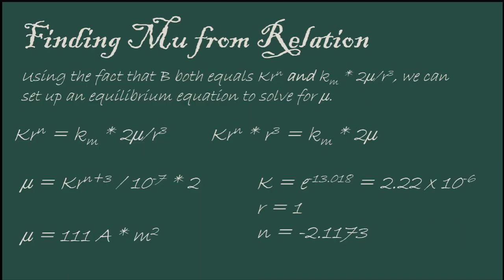Finding mu from relation. Using the fact that B both equals k r to the n and k_m times 2 mu over r cubed, we can set up an equation to solve for mu. Doing all the math and plugging in 2.22 times 10 to the negative sixth for k, 1 in for r, and negative 2.1173 for n, we find that mu is approximately 111 A times m squared.